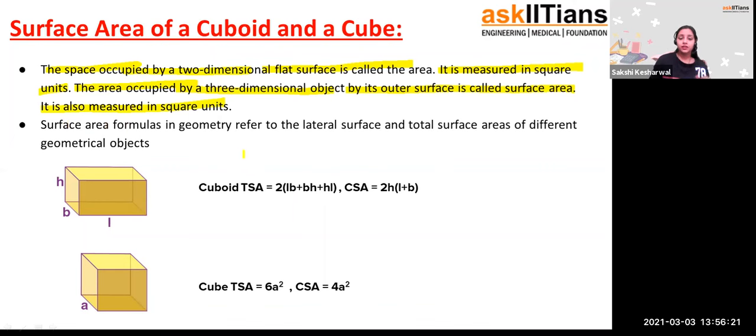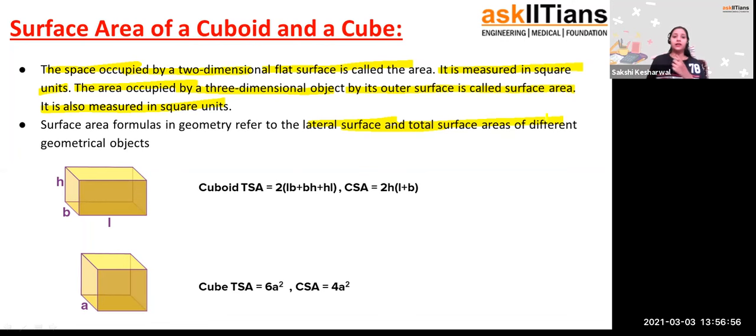Now, the surface area formula in geometry refers to the lateral surface area and the total surface area. Lateral surface area means the boundaries, like this, right? The outer, like this. These are the lateral surface area, the boundaries, or if you take this box, these are the lateral surface. Total surface area, by the word, is how much area it's covering, how much portion that you can feel. You can feel this part, this part, this part, all these parts.